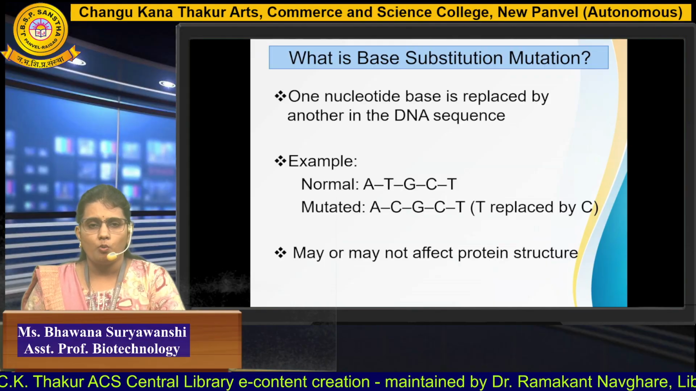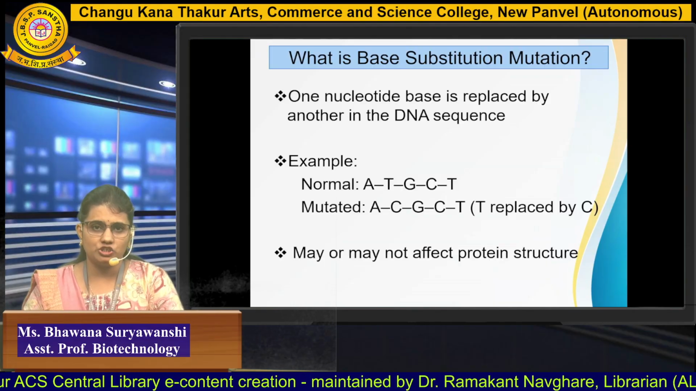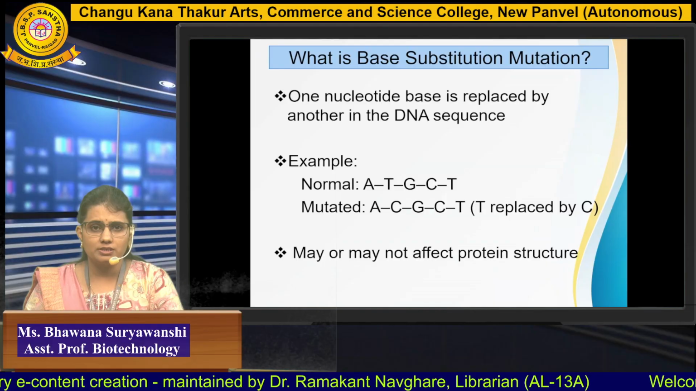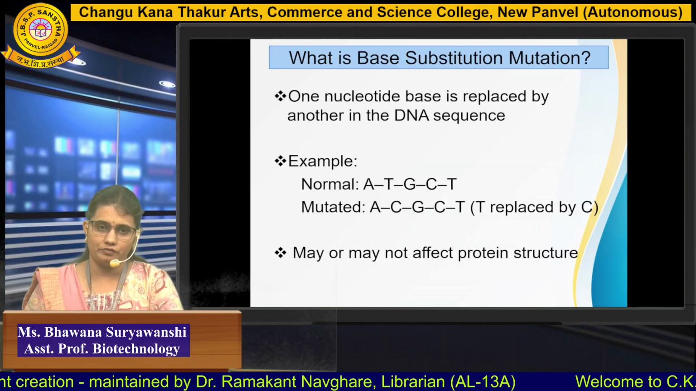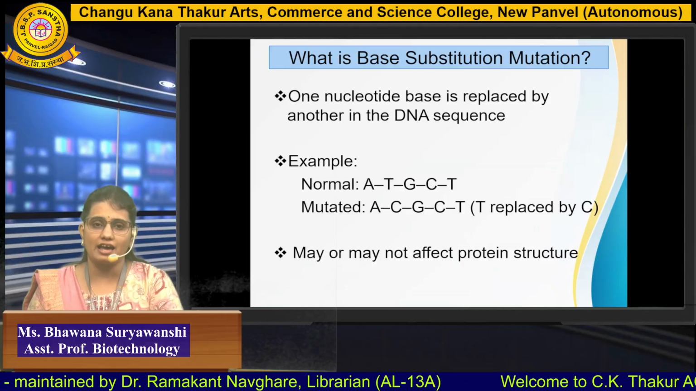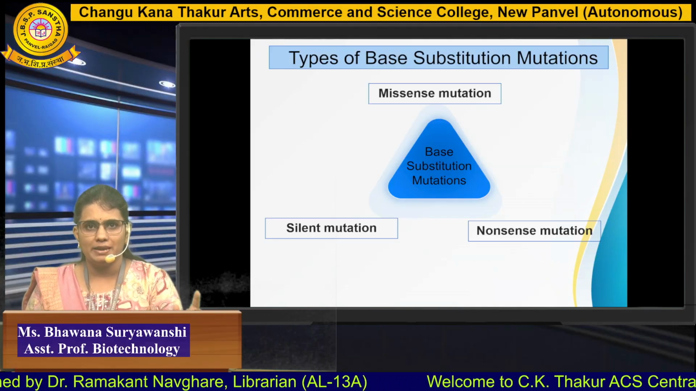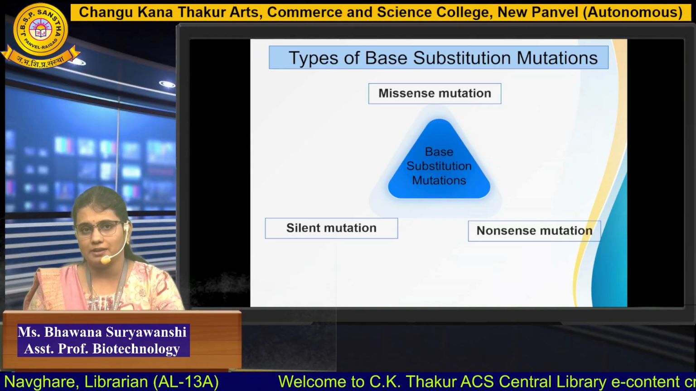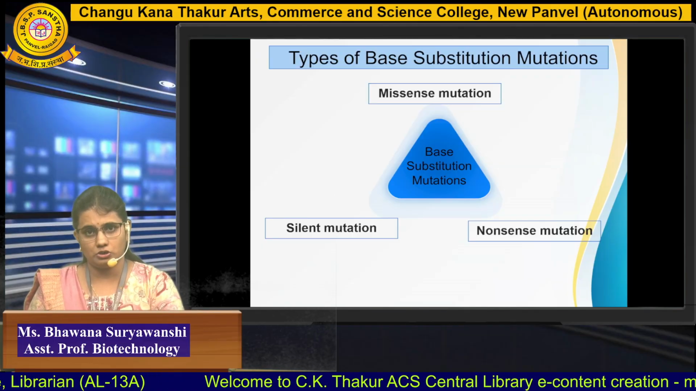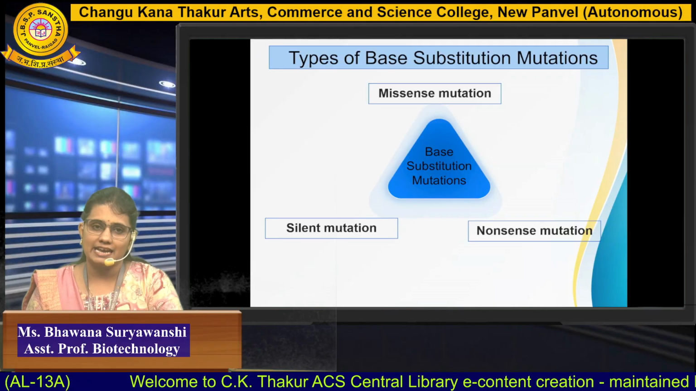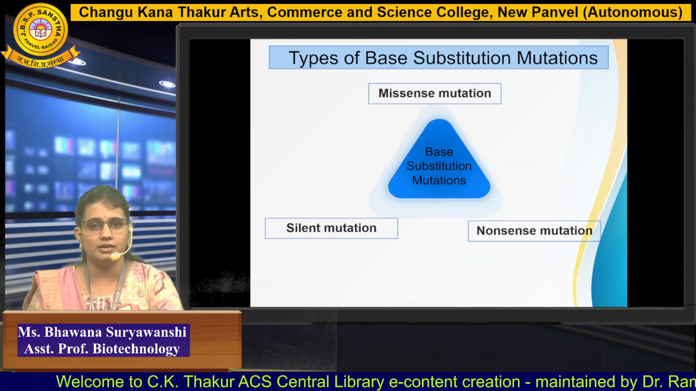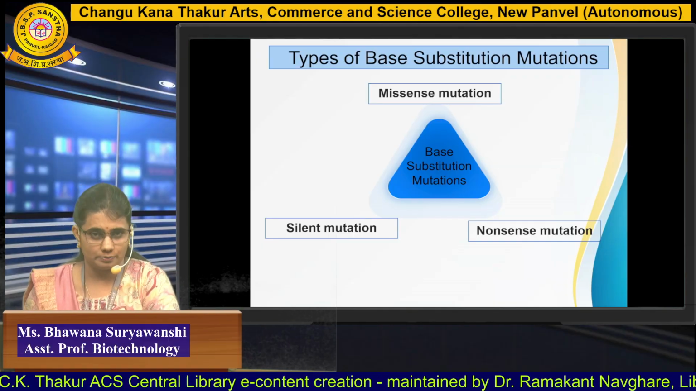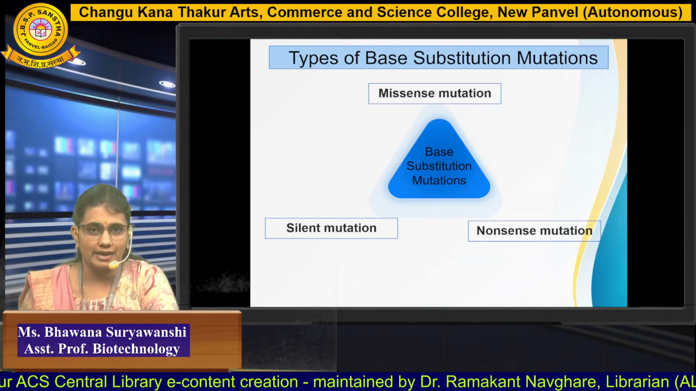So what could happen if such changes occur inside a DNA sequence? It could have two consequences. It may have some effects, or they may not have any effect. Base substitution mutations are of different types. The first type is called missense mutation. Second is silent mutation, and third is nonsense mutation. What results from the substitution, we will see under the different types.